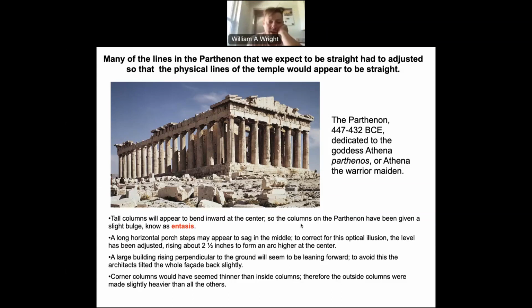After that, the long side: large buildings perpendicular to the ground look like they lean forward. So to avoid this, they actually tilted the facade back. And the corner columns would have looked thinner than inside columns, so they made them actually physically bigger, right? It's just an amazing level of understanding of visual effects versus architectural. Yeah, that we see here in the Parthenon. An amazing, preserved-ish building from first millennia Greece.